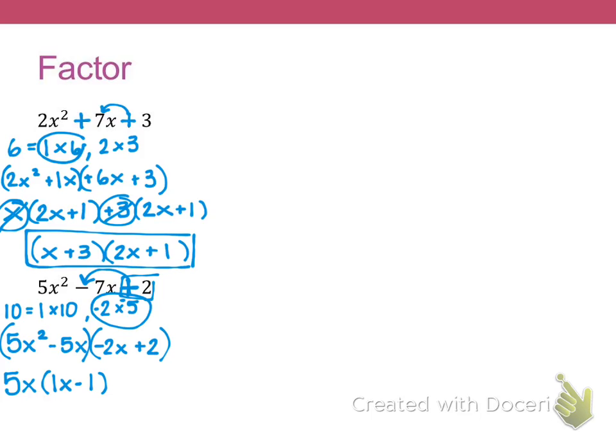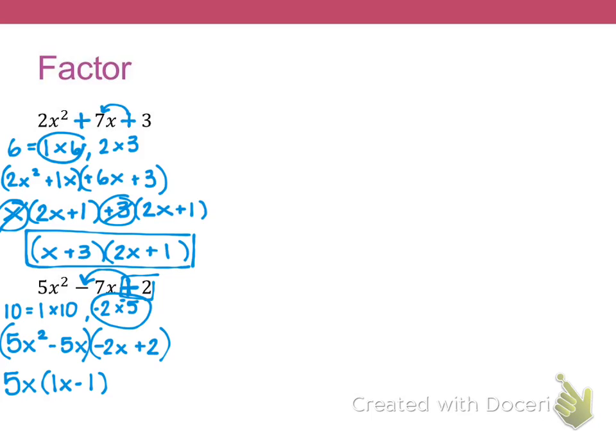Listen up. Anytime at all, a first term in the parentheses is negative, you have to take out the negative greatest common factor. If you don't, it will be wrong. Okay? Anytime this first term, just like right here, negative 2x is negative, you have to take out the negative greatest common factor. You have to. You can't take a positive out or it won't be right.